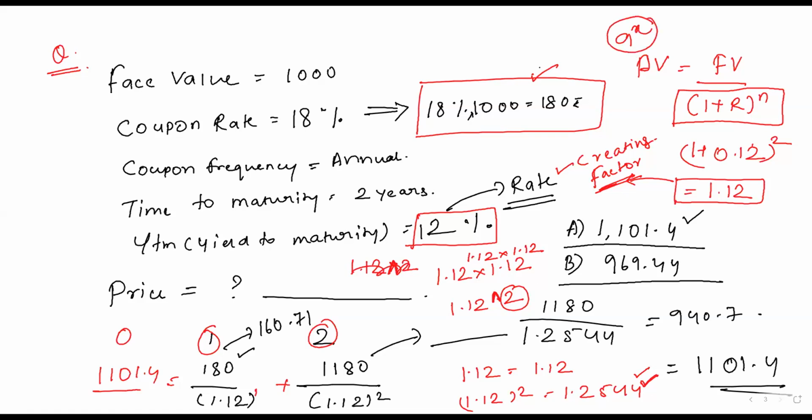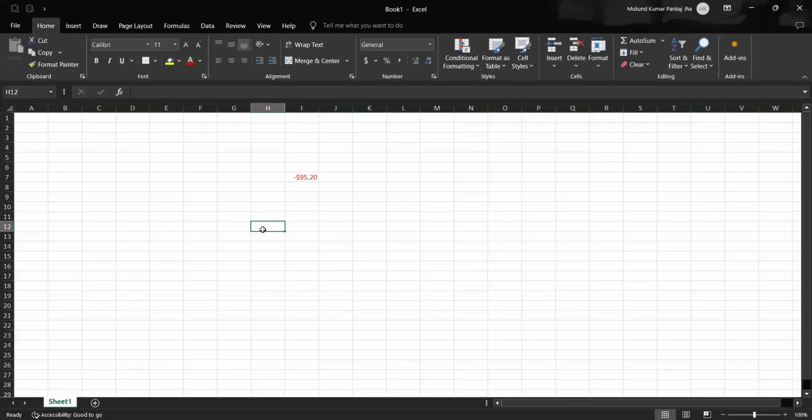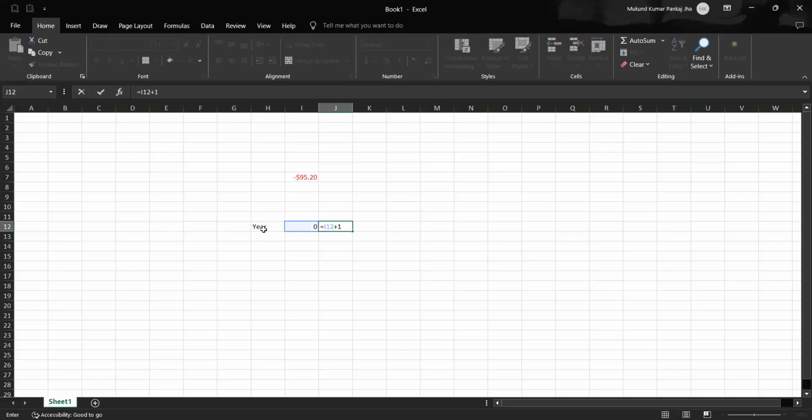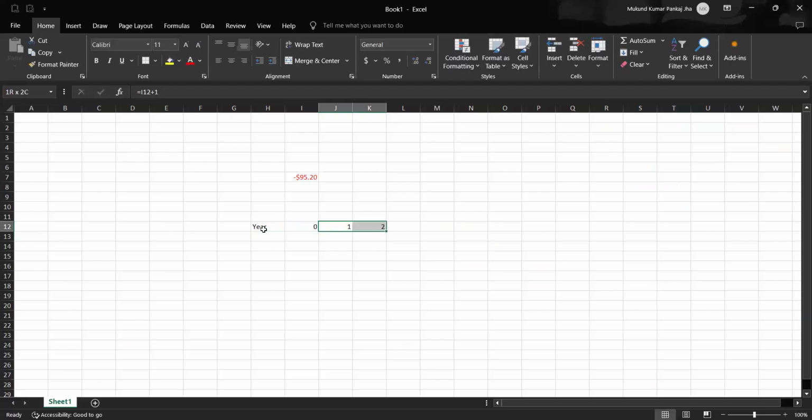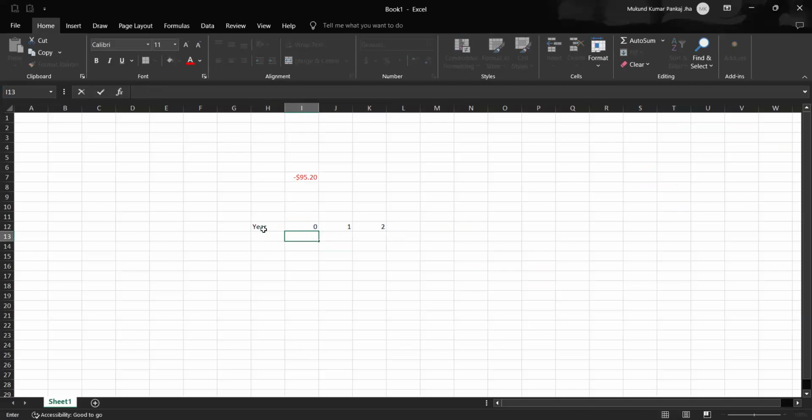Sure. Coming to the Excel part of the calculation. Let's say I am showing the same calculation on Excel. Let's say this is year 0, 1, and 2. The time to maturity is 2 years. I want to find the price in year 0. To find the price, I will have to get the cash flows.